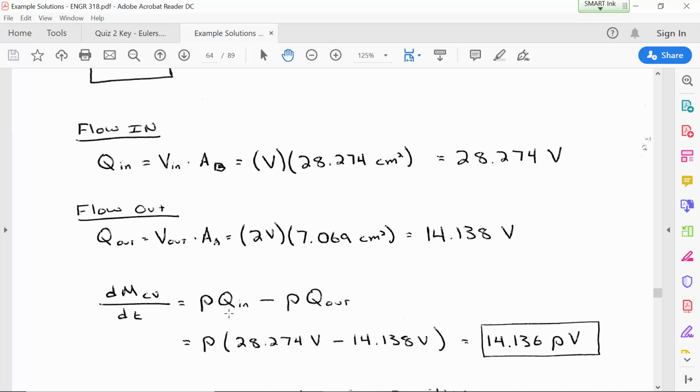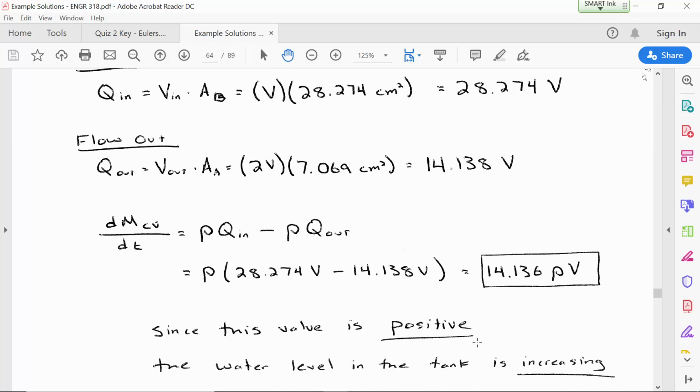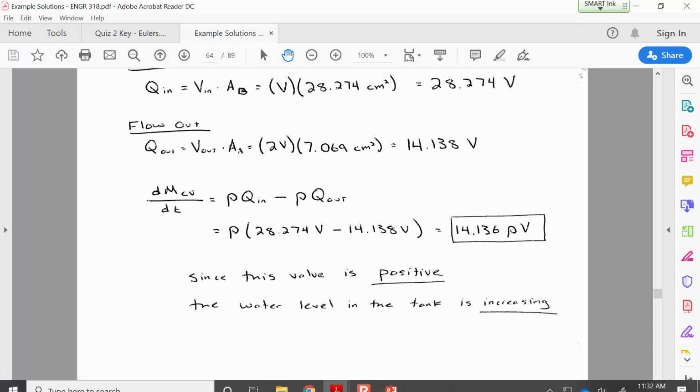And then if we knew what the fluid was and its density, and if we knew the velocity of the pistons, then we could find in absolute terms what's the mass rate of accumulation inside of there. But the interpretation is that since it's positive, we know that the water level is going to be rising over time. All right, so does that make sense to everybody?